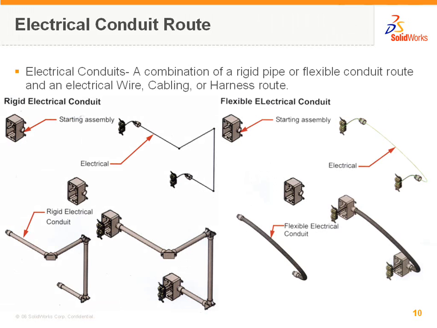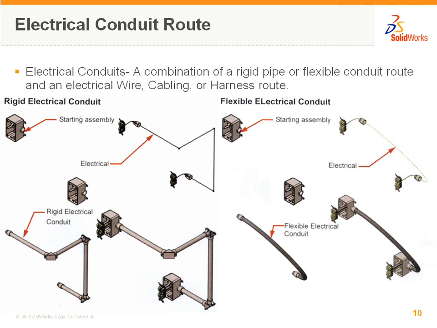And now, electrical conduit routes. An electrical conduit route is actually a combination of a pipe tube route and an electrical route. This electrical route can either be a wire, a cable, or a harness. Additionally, we could have either a rigid electrical conduit route or we could have a flexible conduit route. In order to utilize the flexible conduit route in the route properties, you can specify flexible.